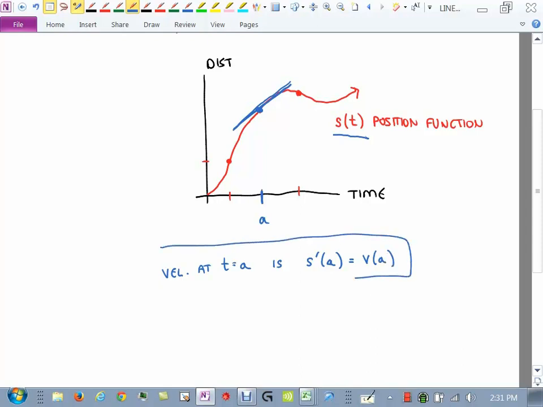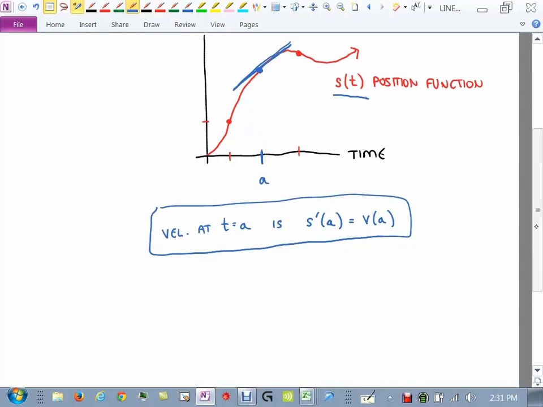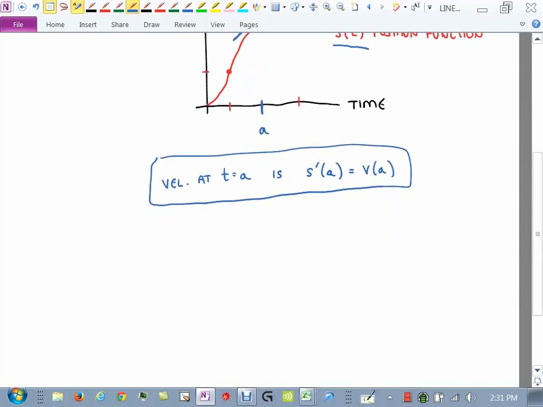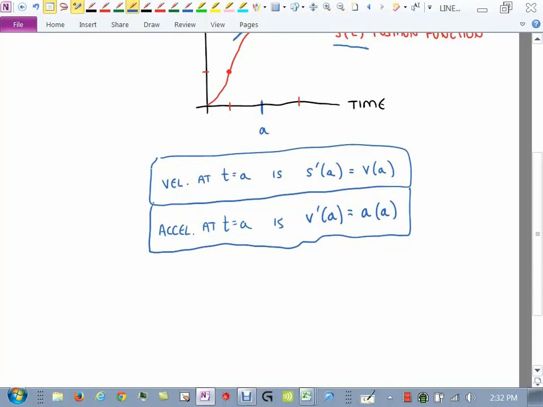Now, since v of A is velocity, it turns out that if we take the derivative of the v function, we get acceleration, the acceleration of the object. The acceleration at t equals A is the derivative of the velocity. And we'll call that a of A, even though a of A is kind of weird, with the first a being acceleration and the second A being the point. So this is a very, very important result in this class.